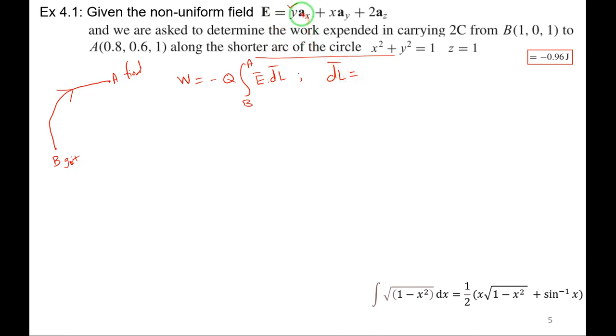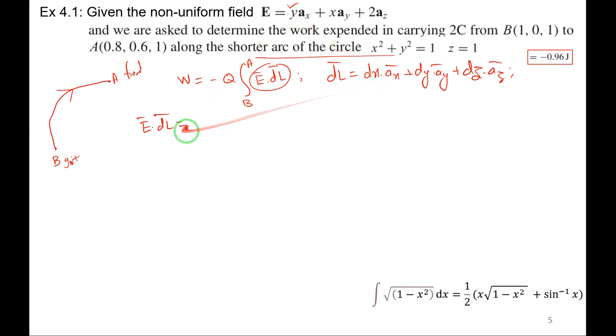So observe, the E vector in the Cartesian system is Ax plus Ay plus Az. I want to write down the differential length in the Cartesian system: dx Ax plus dy Ay plus dz Az. Take the dot product first, then we'll go for integration. E dot dl I will take.